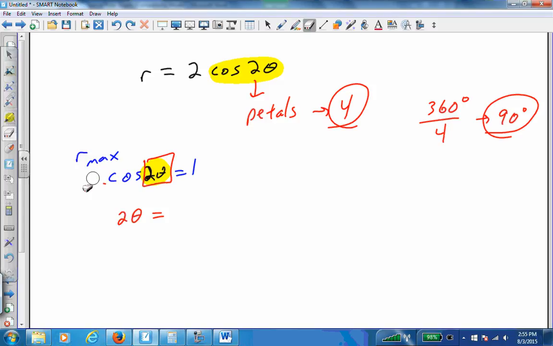No, wait, sorry. Just this part will be 1. The whole thing, the maximum radius will be 2. This part will be 1, because the most cosine can be is 1. So, at what angle, what's the first angle for which cosine is 1?